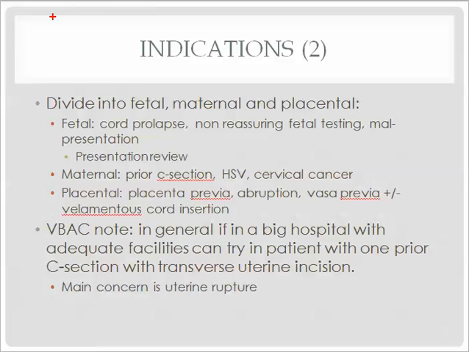So continuing on with the indications, the way to think about it in a little more detail is divided up into fetal, maternal, and placental causes. Fetal causes could be cord prolapse, or non-reassuring fetal testing. What would that be? That would be like a decrease in fetal heart rate variability or bradycardia. And you could have malpresentation. We're going to go over the presentation in a little bit. Maternal causes: a prior C-section, that's the most common indication overall. And then you could have an infection like an active HSV infection, or untreated HIV, or cervical cancer. Placental causes: placenta previa, abruption, vasa previa, with or without velamentous cord insertion.